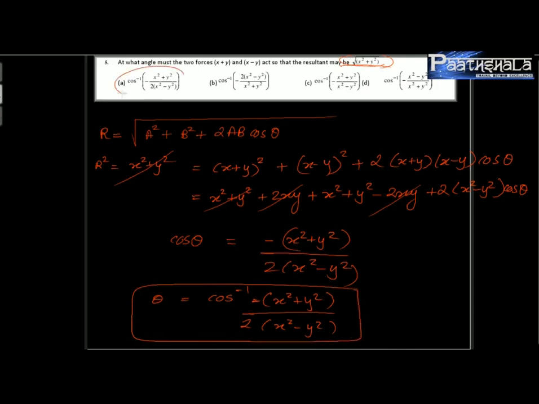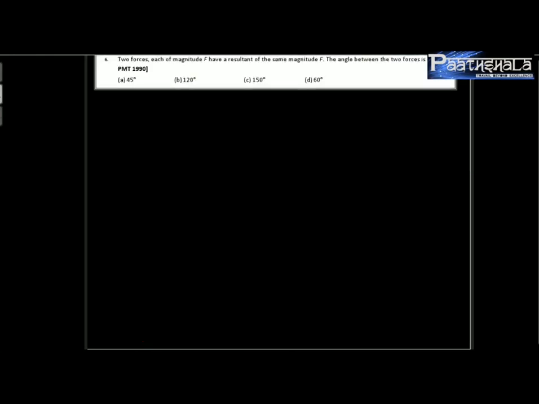This is the answer, which corresponds to option A. Moving on to the next question. Please read the question carefully. Very typical question. Two forces each of equal magnitude have a resultant of the same magnitude. The angle between the two forces is. This question can be solved using two methods.